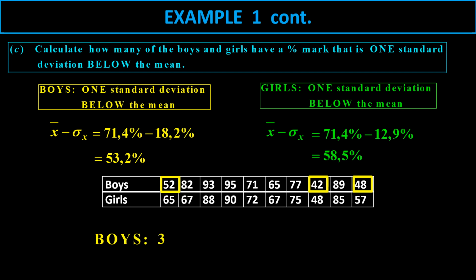And the girls, we want less than 58.5%, which is the first number less than 58.5%, 48, and the other one, 57. So there are 2 girls who have a percentage mark, which is 1 standard deviation below the mean.